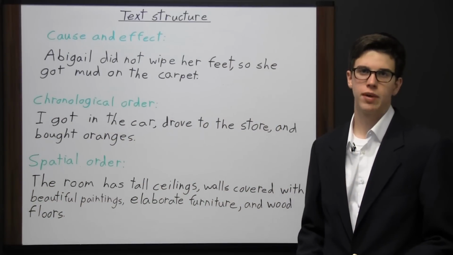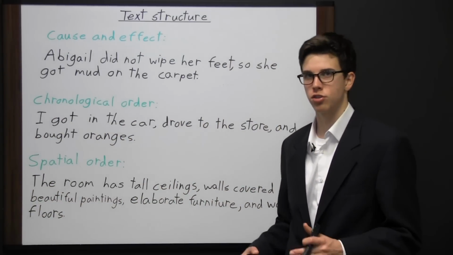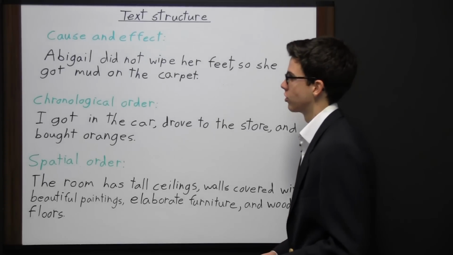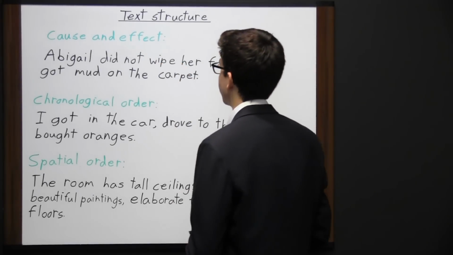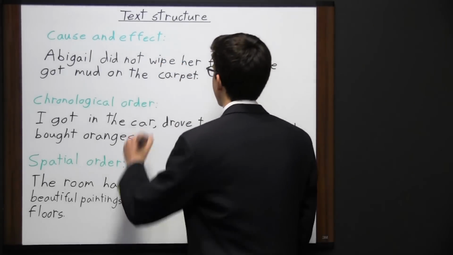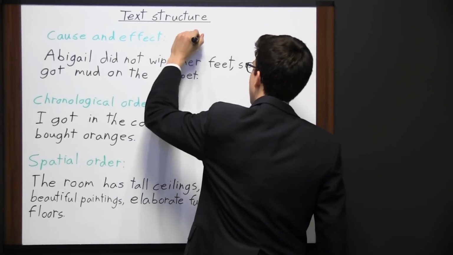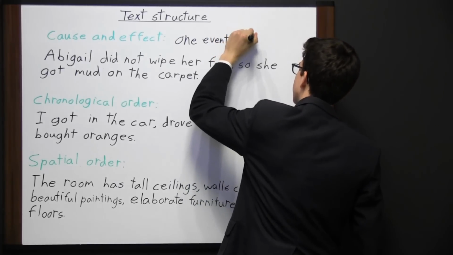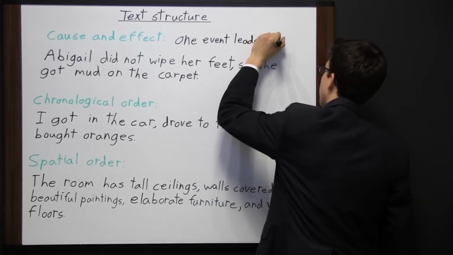Text structure is basically the way that descriptions are organized. So we're going to take a look at a few different text structures. So the first is cause and effect. Basically what happens here is one event leads to another.